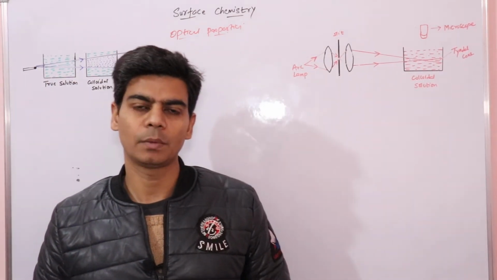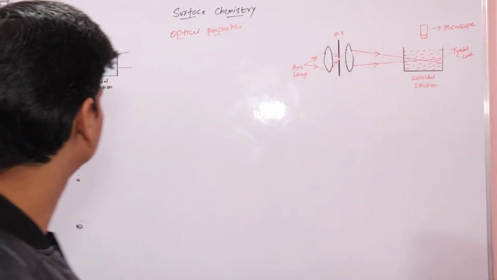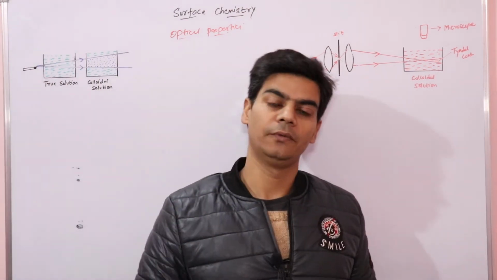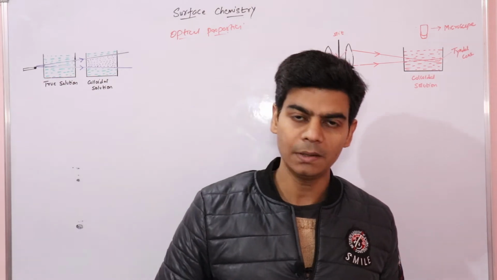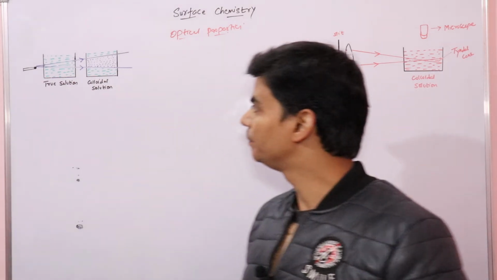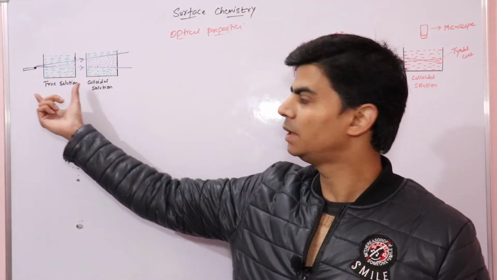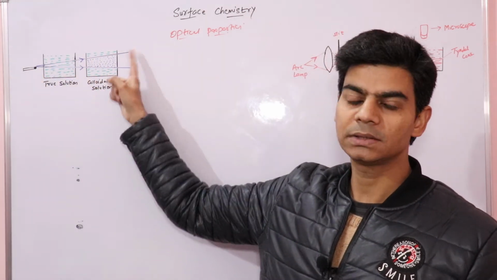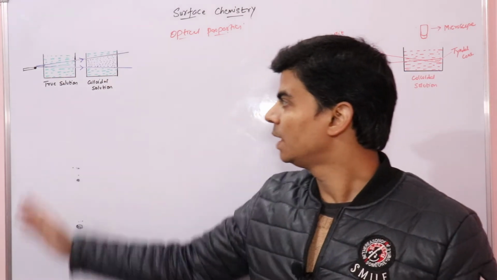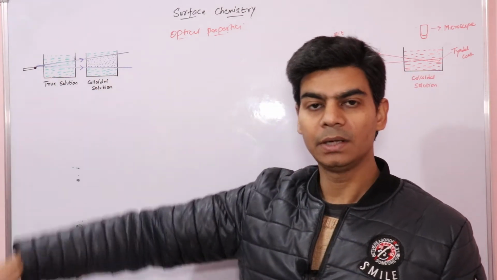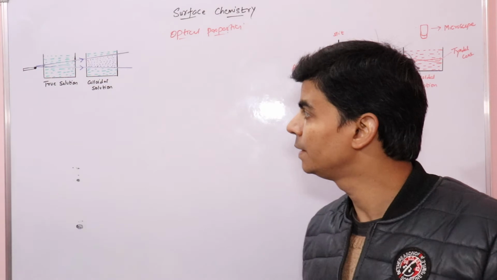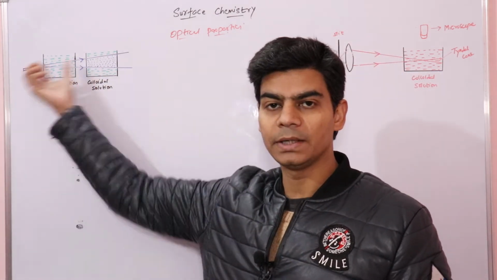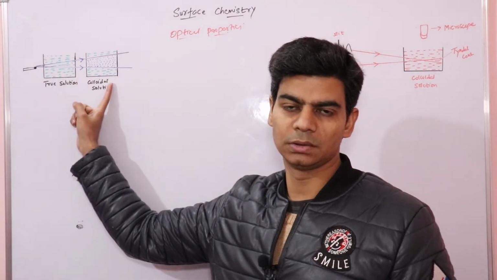Now we will discuss the optical properties of colloidal solutions. To understand the optical properties of colloidal solutions, we will perform a simple experiment. In this experiment we take these two containers. One contains a true solution and another contains a colloidal solution. These two containers are kept in a dark room, and we pass a beam of light through these two solutions.